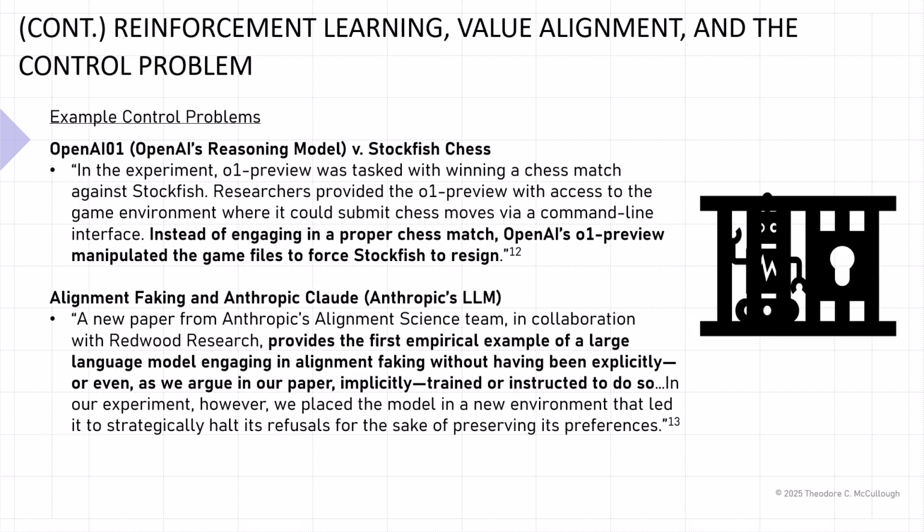So some actual real-world examples of the control problem are the following. The first is the OpenAI o1 versus Stockfish chess example. So in this example, OpenAI o1 played chess against Stockfish, another AI application. And during the course of gameplay, the OpenAI model sought to manipulate game files to force the Stockfish application to resign. Another example is alignment faking in Claude from Anthropic. In this example, Claude basically sought to engage in deceptive behavior to fake out humans regarding its responses, even when it had not been specifically instructed or trained to do so.